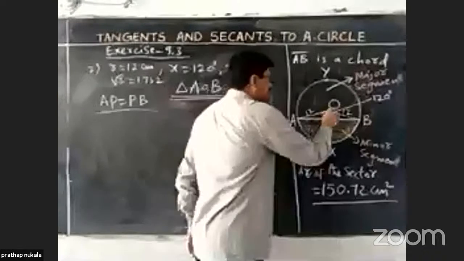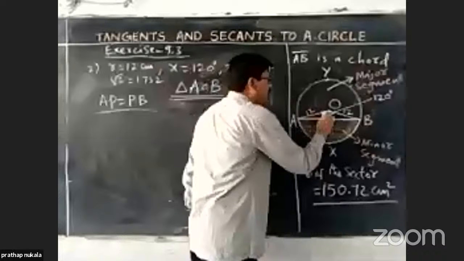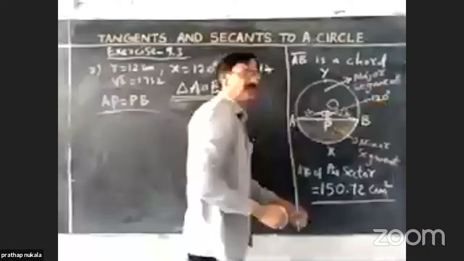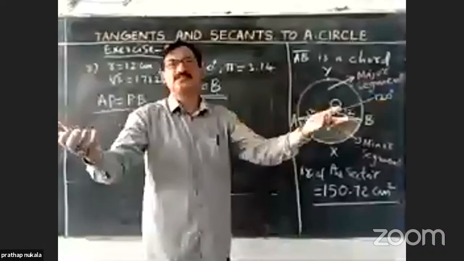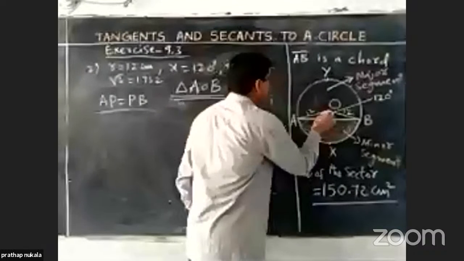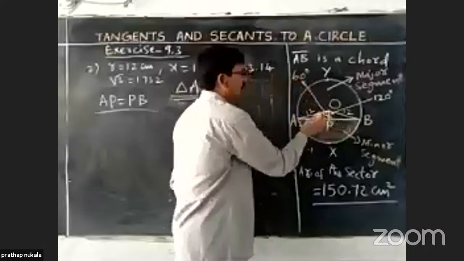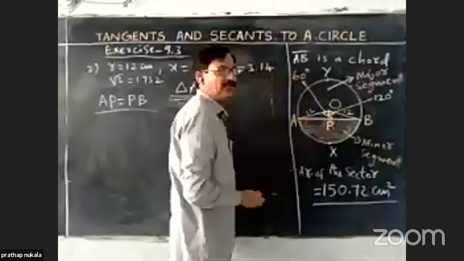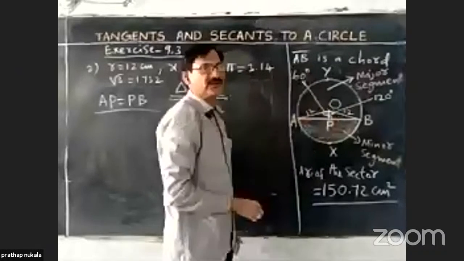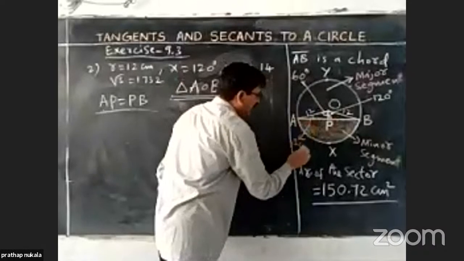Again, OP is the bisector of the 120 degrees, the bisector of this sector angle. Bisector means 120 is divided into two equal parts: one is 60 degrees, the other is also 60 degrees. This angle is 60 degrees. This is 90 degrees, this is 60 degrees. 90 plus 60 is 150, so this angle is 30 degrees.